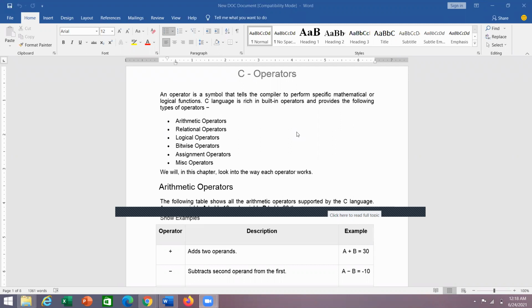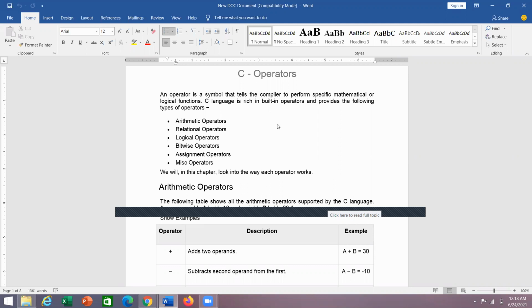So today we are going to discuss the C operators. Here I am displaying the Word document. First of all, we have to know what an operator is and how many types of operators there are. An operator is nothing but something with which we can perform some operation between two operands. That we call an operator.